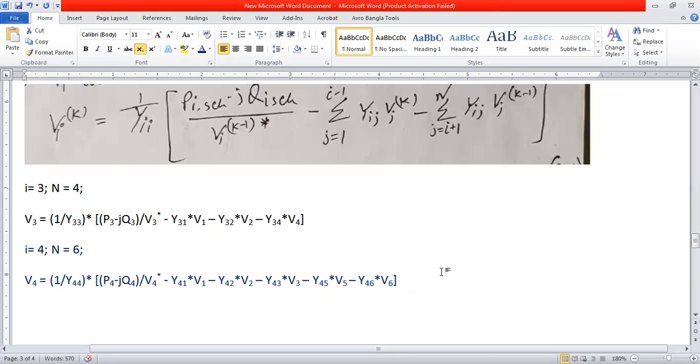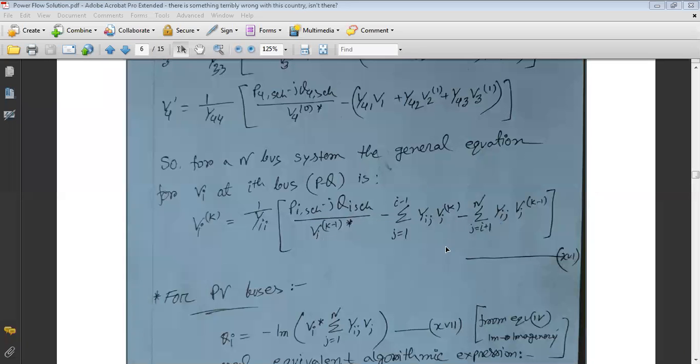By using this equation, we can easily find out the bus voltage and magnitude by using the Gauss-Seidel method for any kind of power system. So this is the equation. How we can elaborate this general equation, I described already.